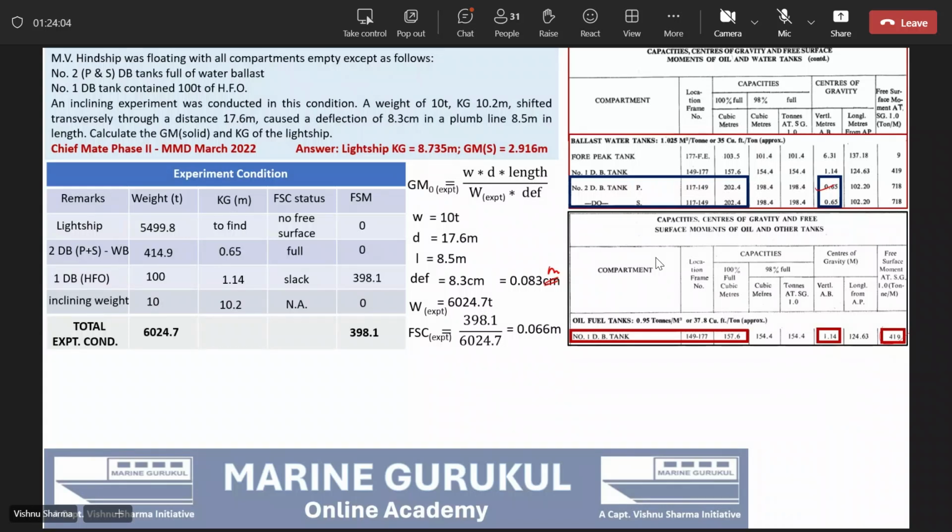Okay. Now we can calculate GM initial in the experiment condition. We put these values and we get 2.992 meters, right? This will be GM fluid, right? Then GM solid in the experiment condition will be 2.992 plus 0.066 FSC. And that becomes 3.058. Am I right? Any questions up to this point, guys?